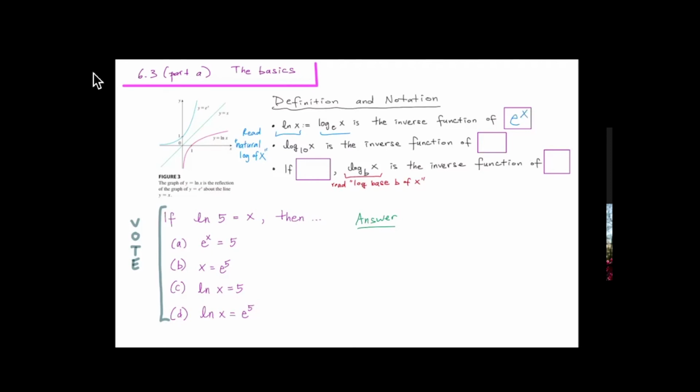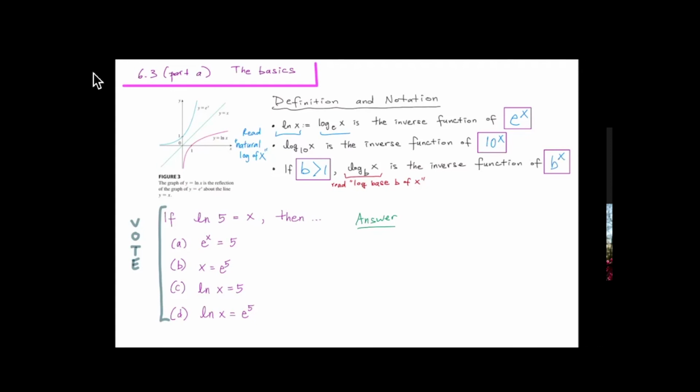You can do the same thing with a different base. Log base 10 of x is the inverse function of 10 to the x. In general, if you have b bigger than 1, then log base b of x is the inverse function of b to the x.